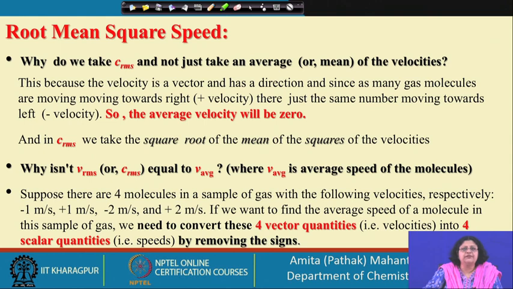So, what is the difference between having an RMS speed and the average speed? Why do we take it? Let us see an example here. Suppose you have 4 molecules of gas moving with the speeds minus 1 meter per second, plus 1 meter per second, minus 2 meters per second, plus 2 meters per second. To find the average speed of these molecules, since these are vector quantities with positive and negative terms, we first have to convert these 4 vectors into scalar components to find the speed. We can do that by removing the signs.